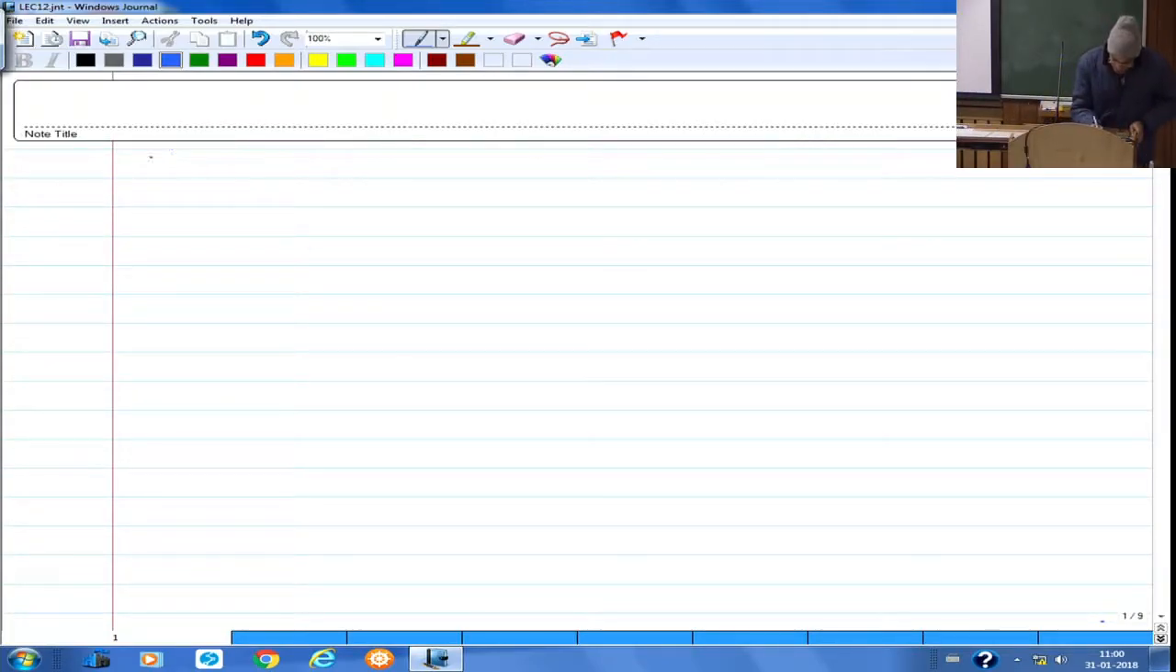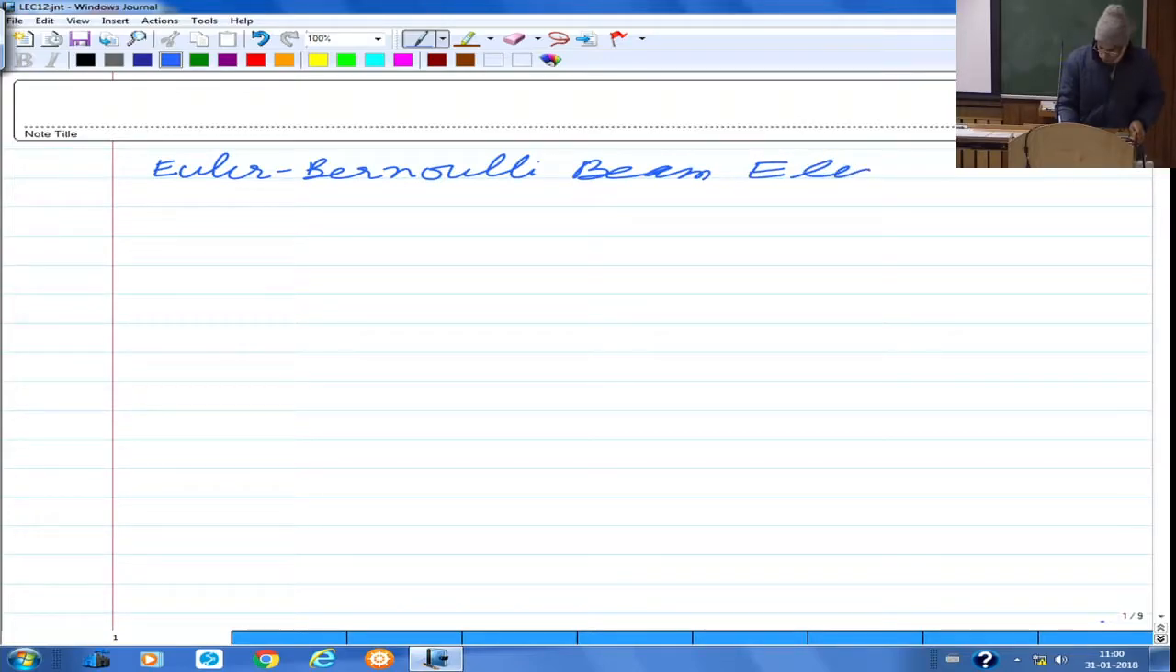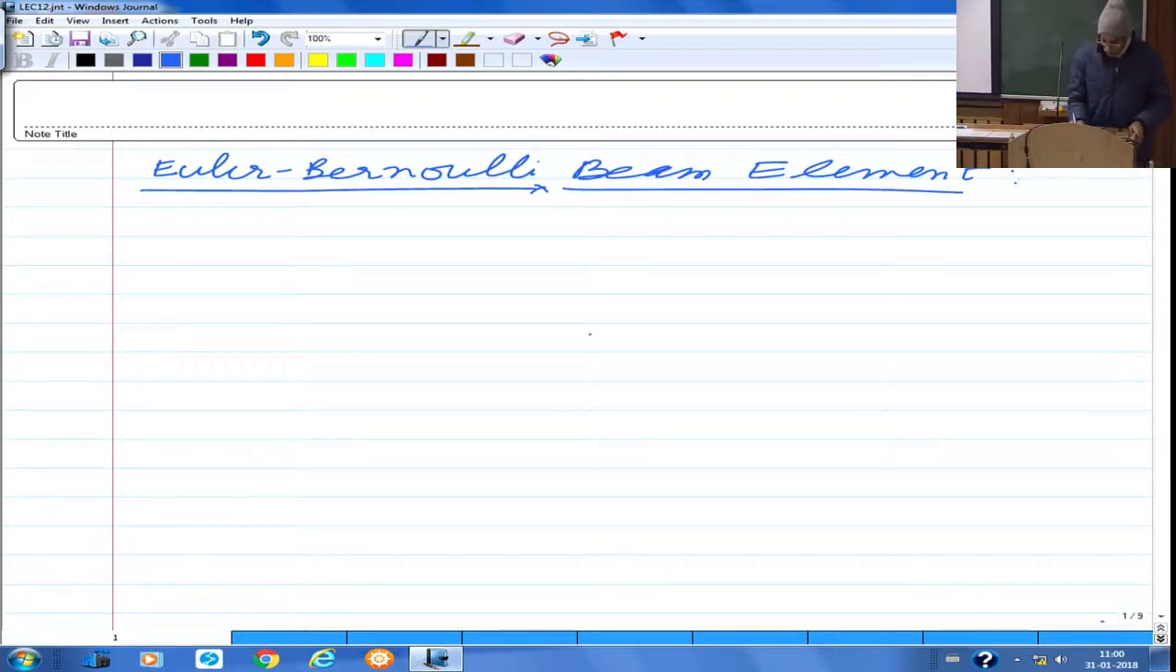So see, in the last class, I'll just briefly summarize. We started with the Euler-Bernoulli beam element. Of course there are assumptions associated with it. What we said is the beam is thin, and from the beam we separated out one element and drew its free body diagram with a local coordinate system having its origin at the left end. So we call this local node 1.